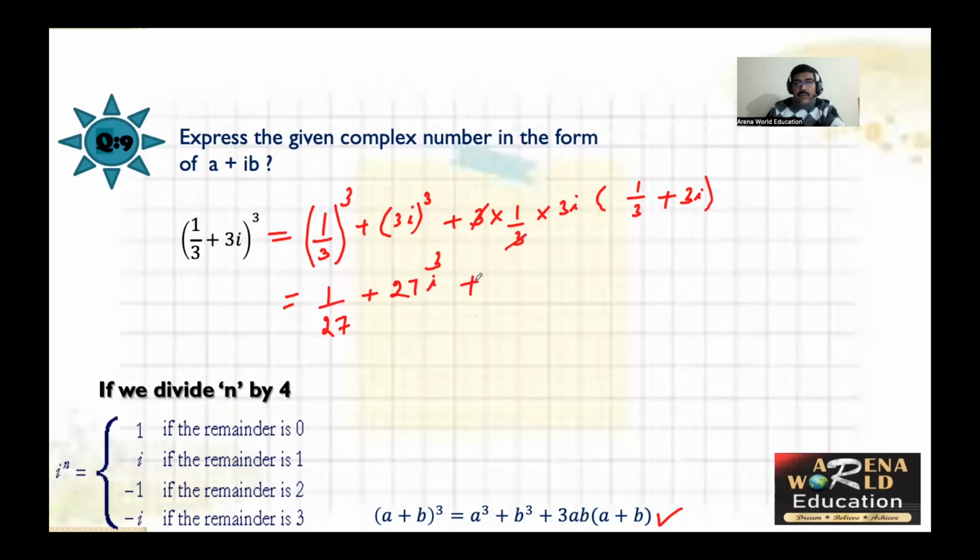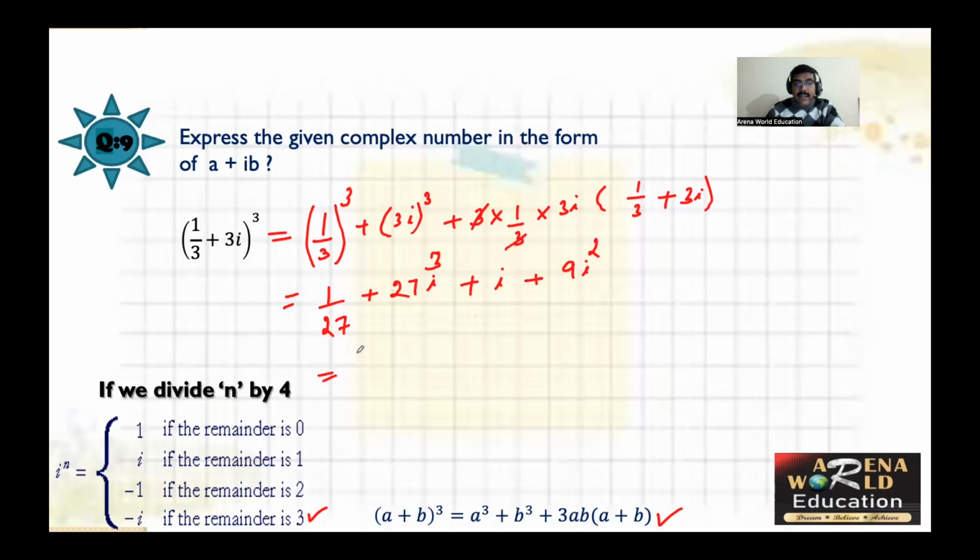We are left with, now directly I'm multiplying 3 iota into 1 by 3, it will be simply iota. And what about this one? 3 iota into 3 iota will be 9 iota square. Now if we talk about iota cube, if we divide the power by 4, the remainder is 3. If the remainder is 3, then iota raised to power n will be minus iota.